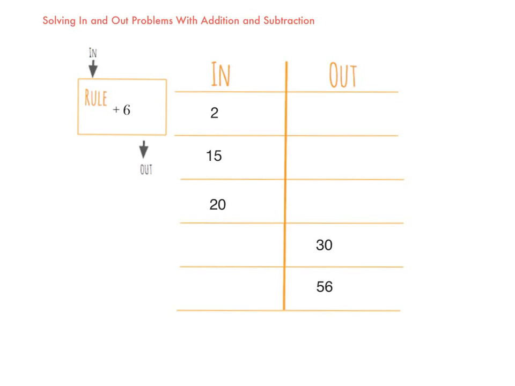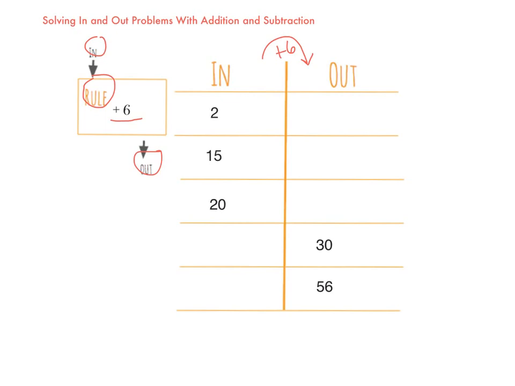We're going to look at how to solve in and out problems with addition and subtraction. This box up here is going to give us our rule. It's going to tell us what to do when we go in to out. So in this case, our rule is +6. So anytime we go in to out, we're going to add 6.